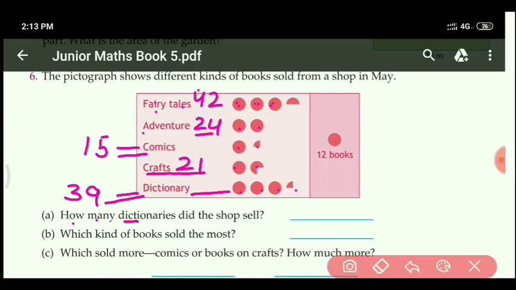How many dictionaries did the shop sell? The number of dictionary books coming is 39. So the first answer is 39. Now, which kind of books sold the most? Here you can see which one is coming more: 42 fairy tales, adventure 24, 15 comics, craft 21 and dictionary 39. So fairy tales is coming the most. So fairy tales will be the answer.